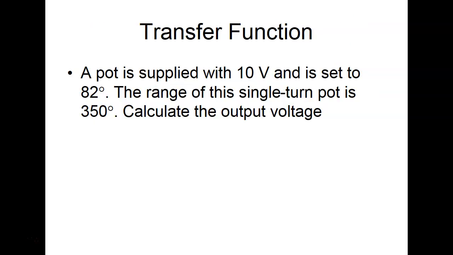But then we came up with a transfer function, right? So what would be the transfer function for this? A pot is divided by 10 volts and it's set to 82 degrees. The range of the single turn pot is 92 degrees. Calculate out, which is 82 degrees. How do we do that? Well, first of all, we calculate what? The transfer function. And then we do the maximum out, which would be 10, divided by the maximum degrees, which would be 350. And this came up and gave us our transfer function of 28 point something millivolts, right?